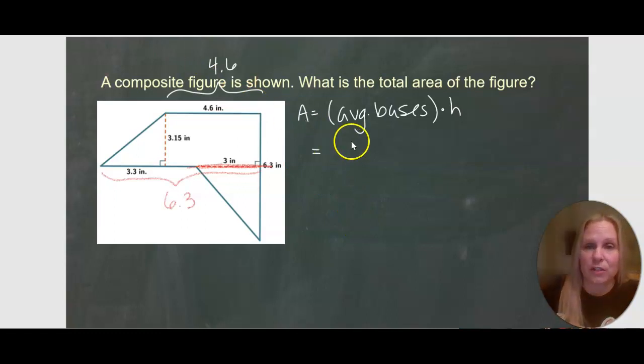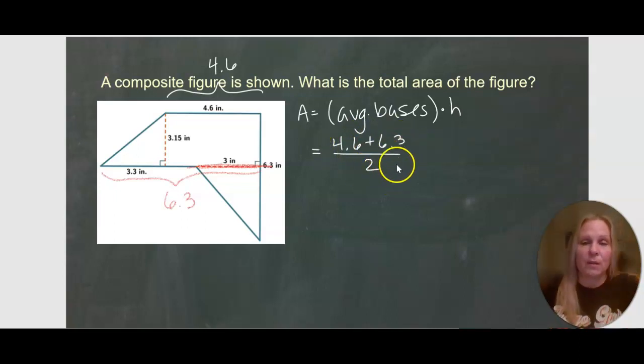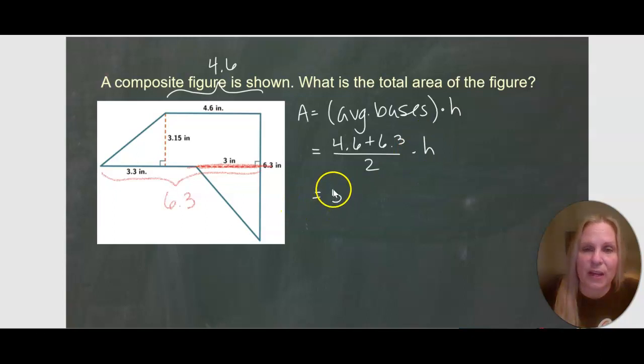So when I average, I'm going to add 4.6 and 6.3, and then I'm going to divide by 2. Right? So that average is going to give me 4.6 plus 6.3 is 10.9, divided by 2 is 5.45. So that is 5.45, which I now have to multiply by the height.